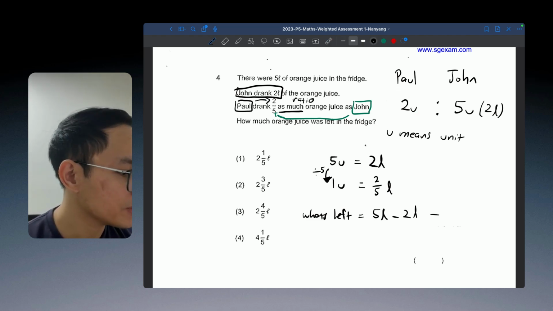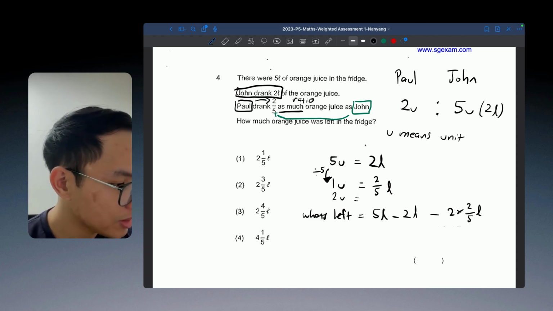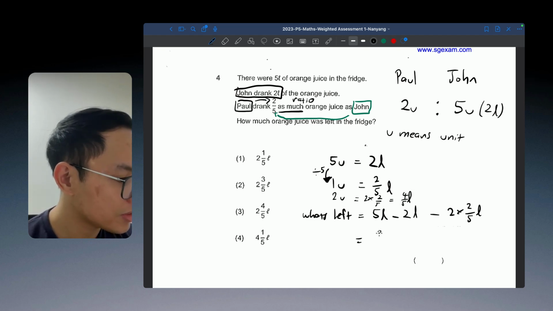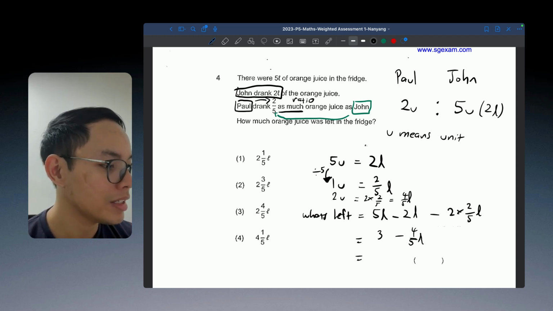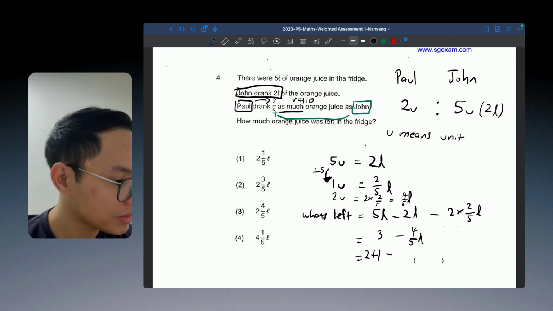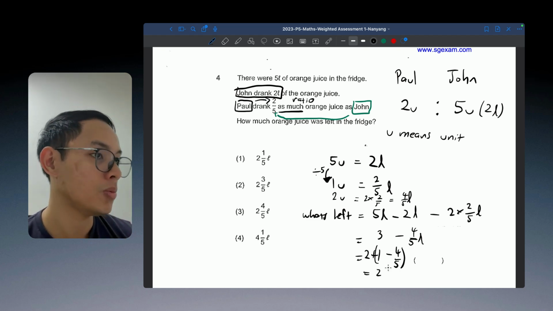So that means it's 2 times 2 out of 5 liter. So you see 2 units is equal to 2 times 2 out of 5, which is 4 out of 5 liters. Okay, so essentially this is 3, simple math, minus 2 times 2 fifth, which is 4 fifth liters, right? And then what is essentially 3 minus 4 fifth? You can think of it as 2 plus 1 minus 4 fifth. And then make it simple. 1 minus 4 fifth. So that means 2, 1 out of 5.